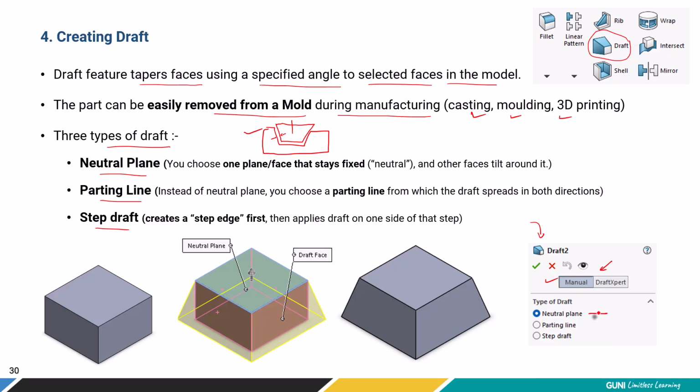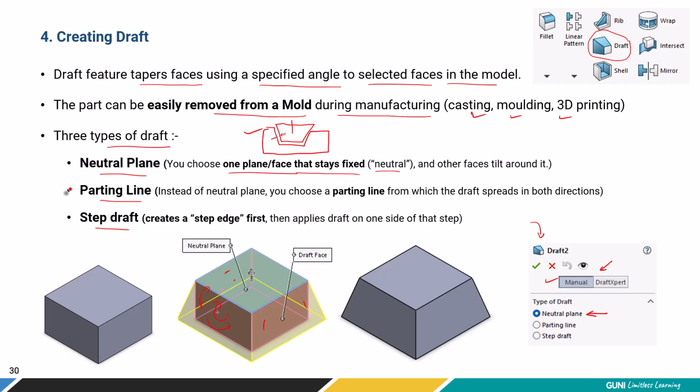Now in the case of a neutral plane, you have to choose one plane that stays fixed, that is neutral, and other faces will be tilted around it. Here for example, this face is neutral and all the other faces are simply tilting around it to create the draft. It may be in this direction or on the negative, or you can say opposite, side.